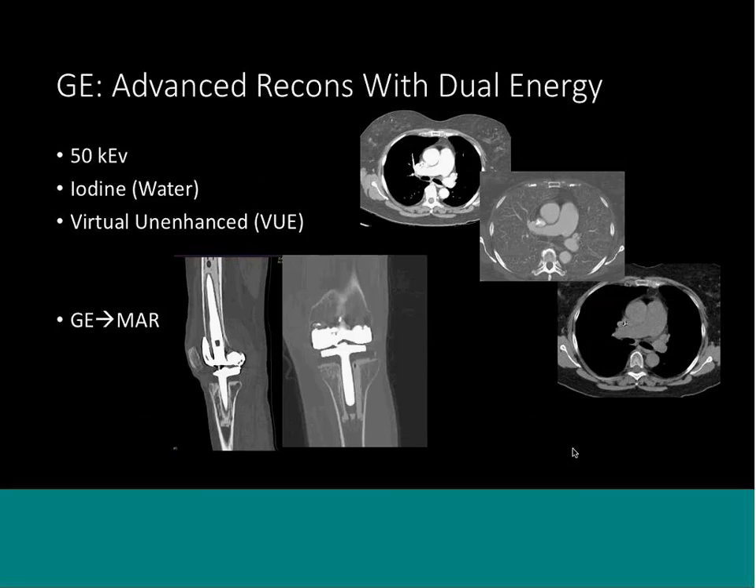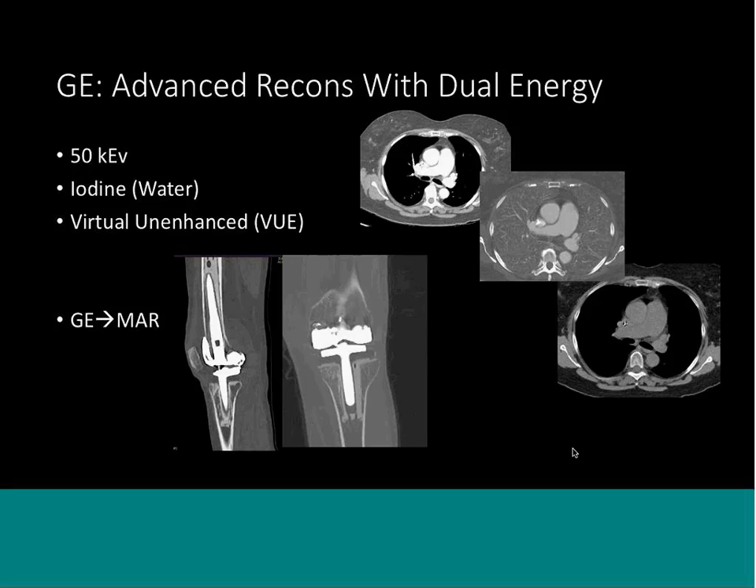On the GE, we're using the Revolution. So we have that 50 keV, that's that super bright pulmonary artery on the top. We have that iodine with water, so that's not overlaid, but that's essentially all of the iodine exposed, and a virtual unenhanced. So we produce those all the time.